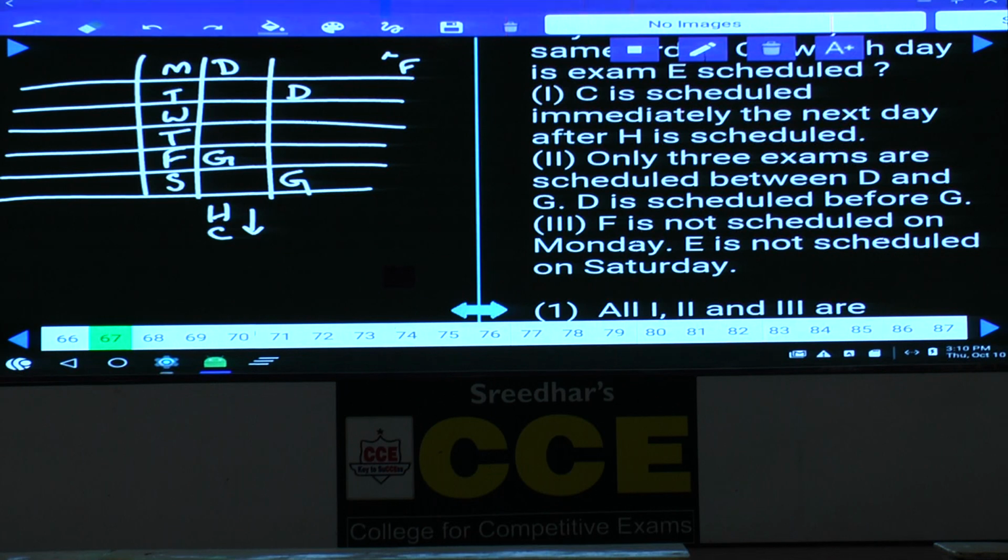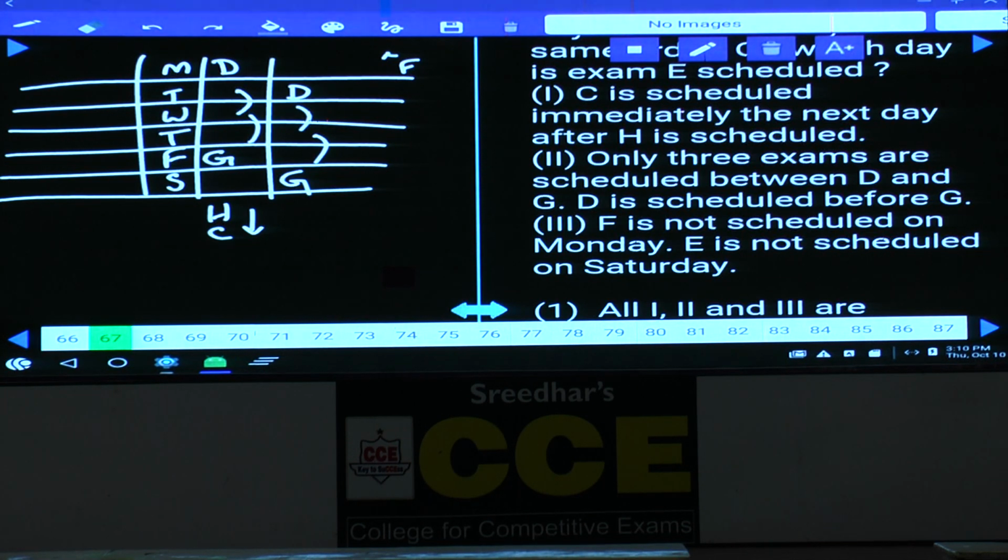F is not on Monday, E is not on Saturday. With the help of this, are you getting any answer here? No, isn't it? This is also not sufficient. By combining these two also, we cannot determine the answer because in each of these there are 2 possibilities. Hence, by combining all the 3 statements, now let us check out here.